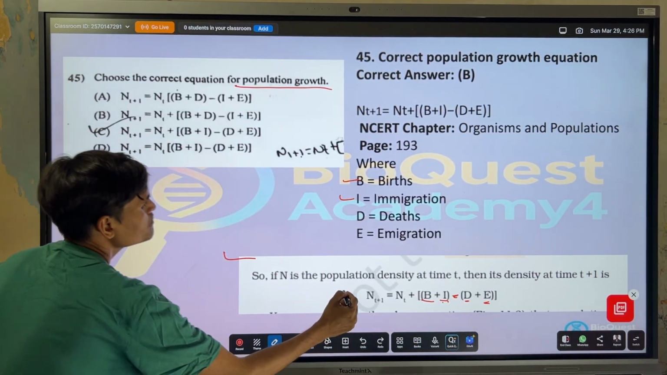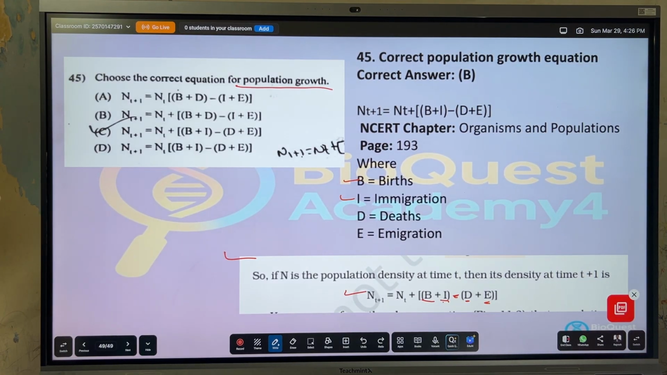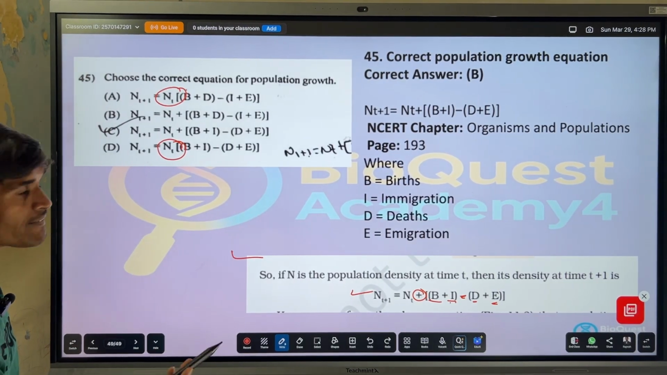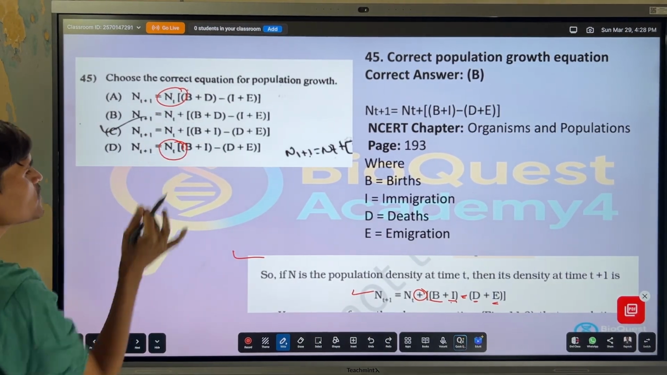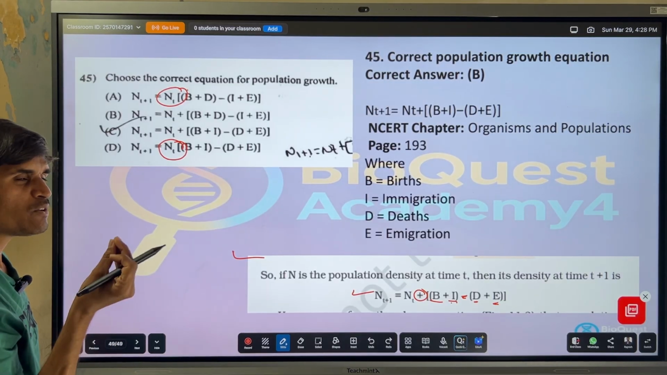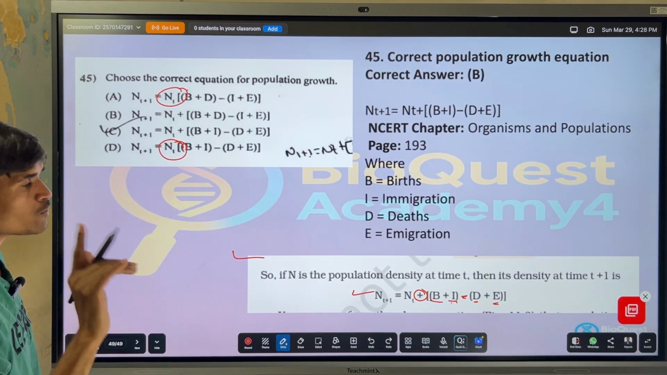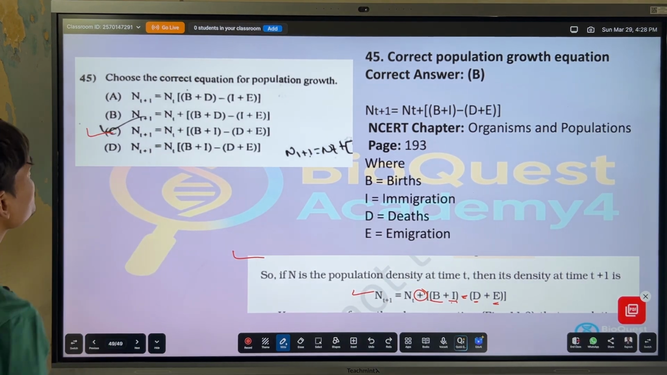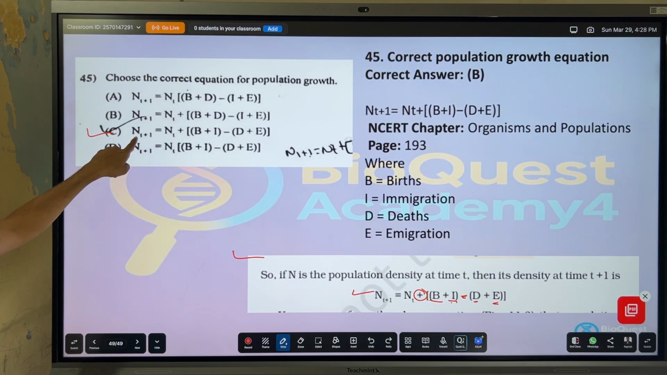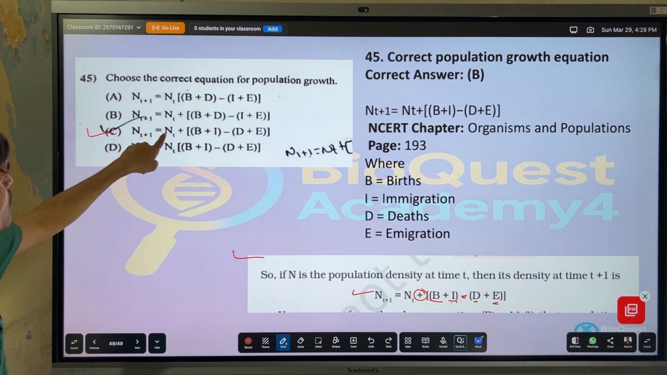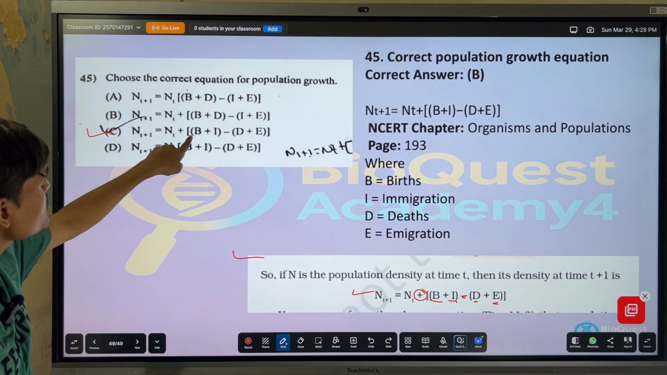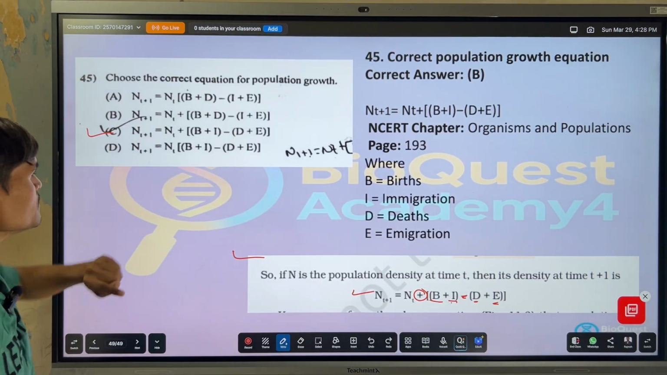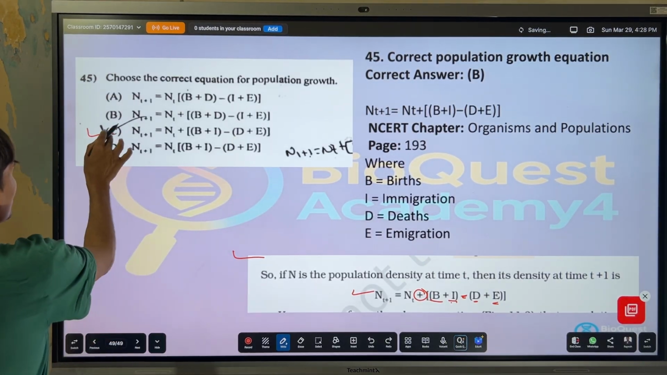So the equation is here. Now wherever you find this equation, at two places plus is not given, but it is very similar. So at one look you will not find it out. So be very careful in the examination. So the answer is here. N t plus 1 is equal to N t plus B plus I minus D plus E. This is your answer.